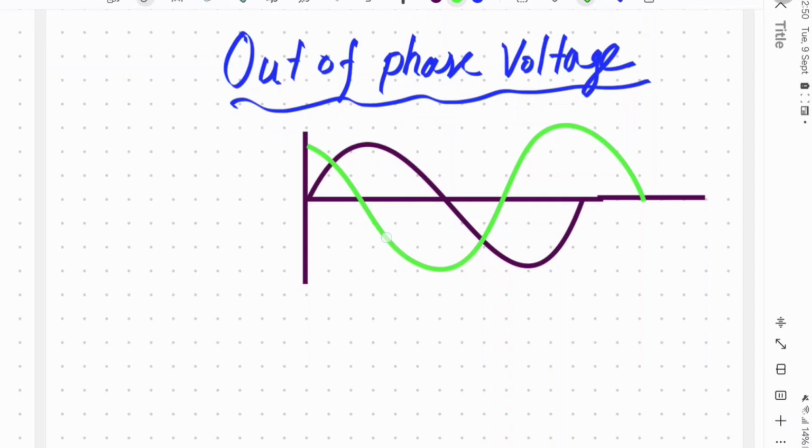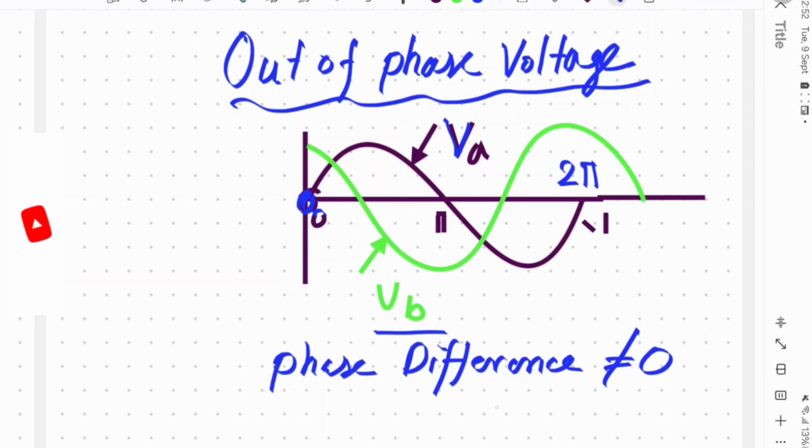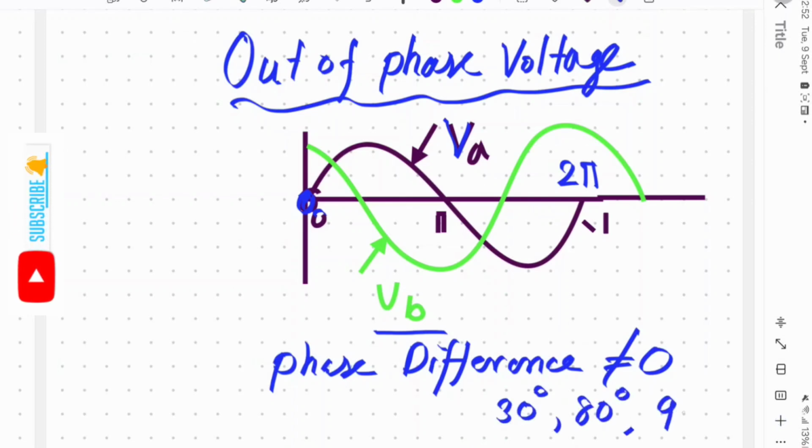So this is VB and this is VA, 0 and this is pi, this is 2 pi. So we can say this waveform VA starts from 0, and if we see the second waveform, VB, it starts from some non-zero value. So that's why there is a phase difference between these two voltages. Phase difference not equal to 0. So that could be 30 degrees, 80 degrees, 90 degrees, like this. So this is called out of phase voltages.